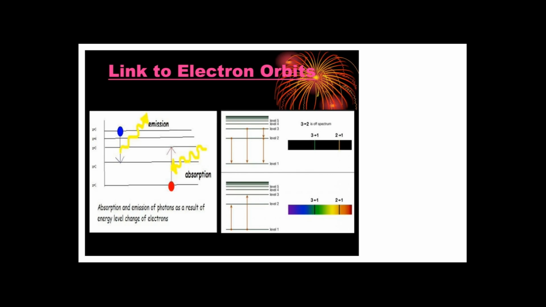So, the absorption and emission of photons as a result of energy level changes of electrons. If it moves up, photons are absorbed. If it moves down, photons are emitted. So each of these transitions causes an emission of light.